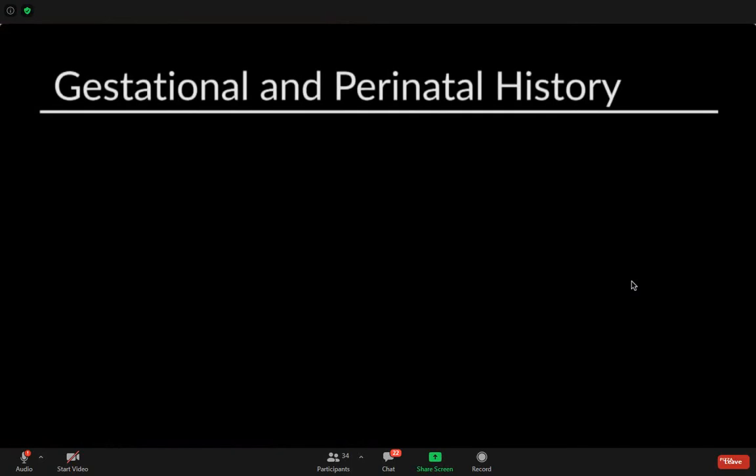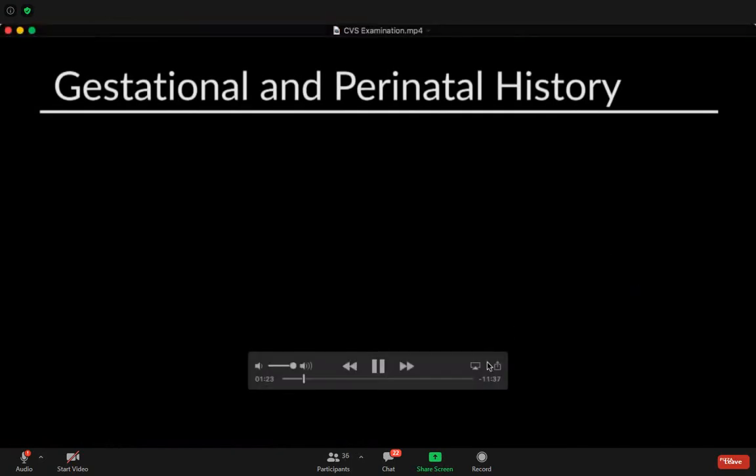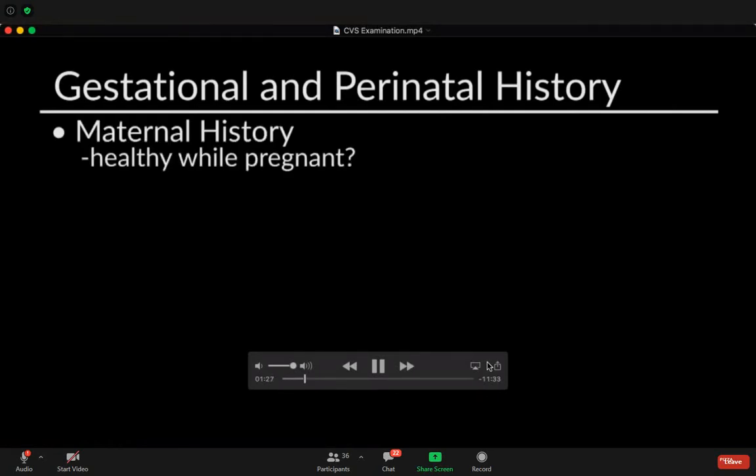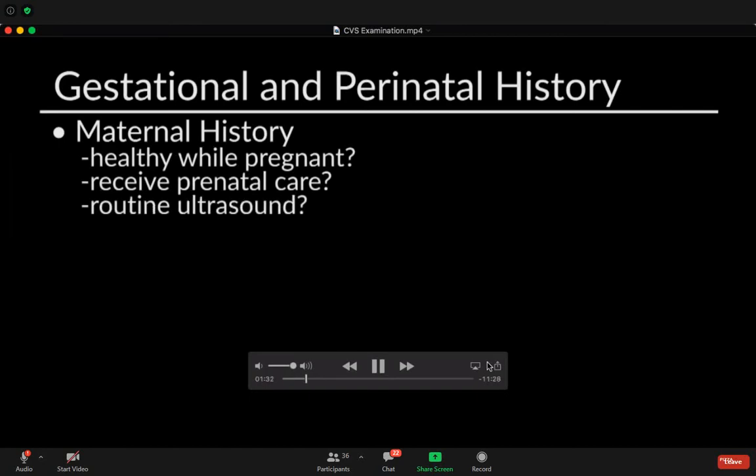The gestational and perinatal history is really important when evaluating an infant. Specifically, you're going to want to ask about the maternal history. Were they healthy while they were pregnant? Did they receive prenatal care? And did they have regular ultrasounds during pregnancy? And if so, did those show anything of concern?